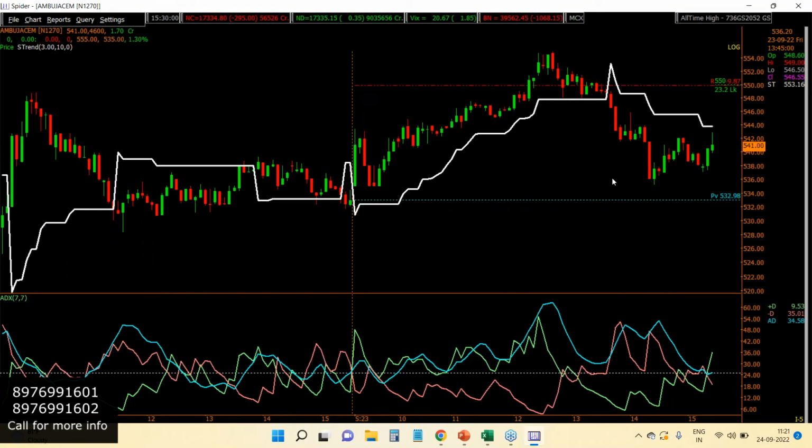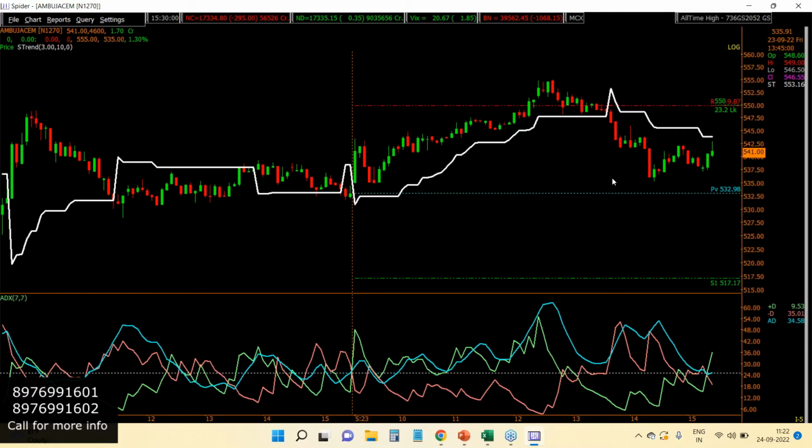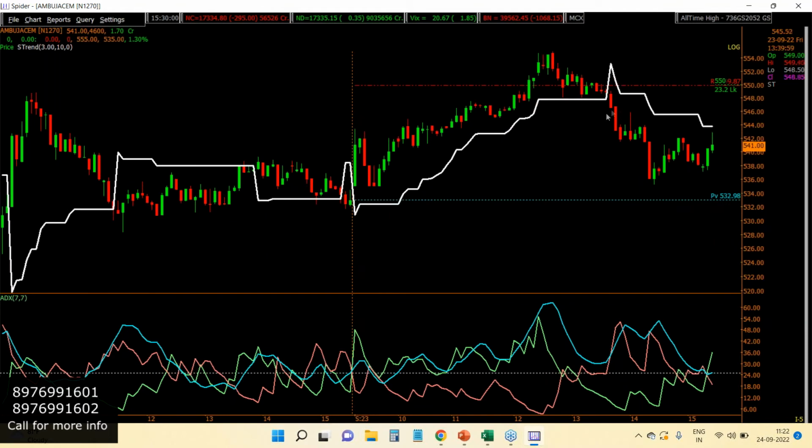One more important thing regarding this query: what should be the targets? The very first thing I will be discussing is only the targets. We will be using two things for our target. One will be Fibonacci retracement and the second will be the pivots.